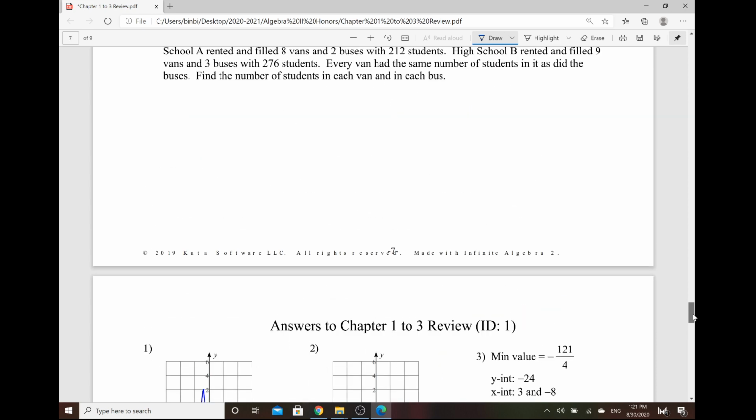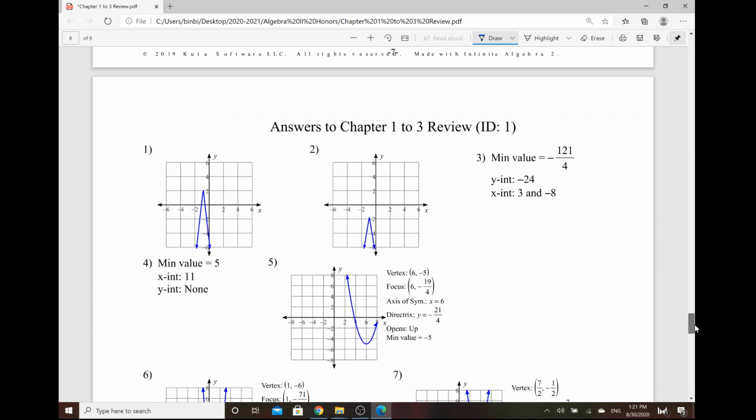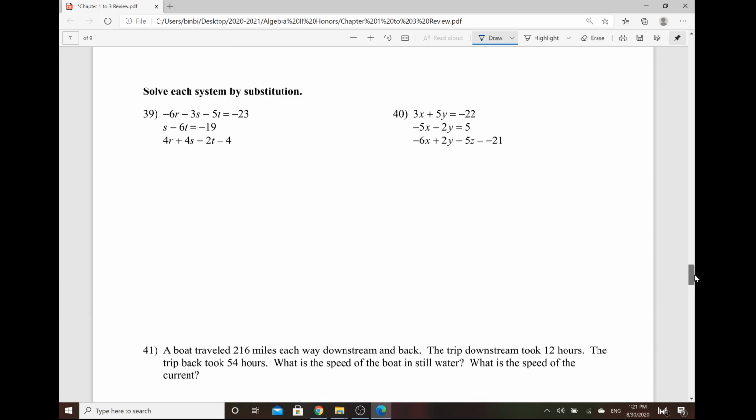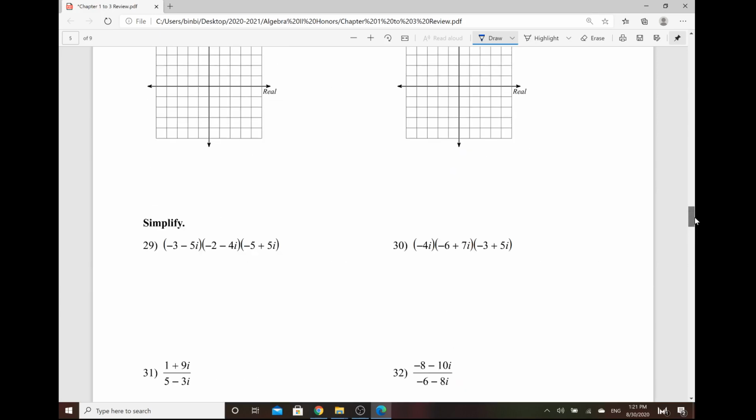Well, this one doesn't even require sketching the graph, but you want to find out exactly the min value. This one is showing that the minimum value is 5, so that means, wait a minute. X-intercept, that's what we got. Y-intercept, none. What that means, it's the x value, the minimum. So that's correct.